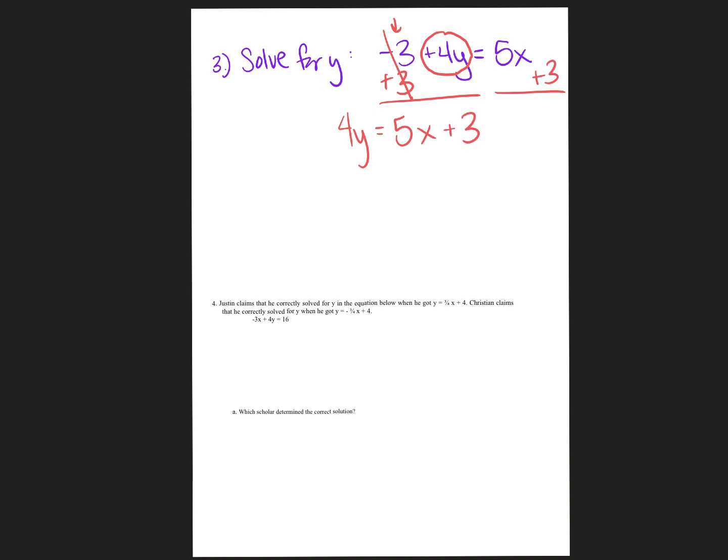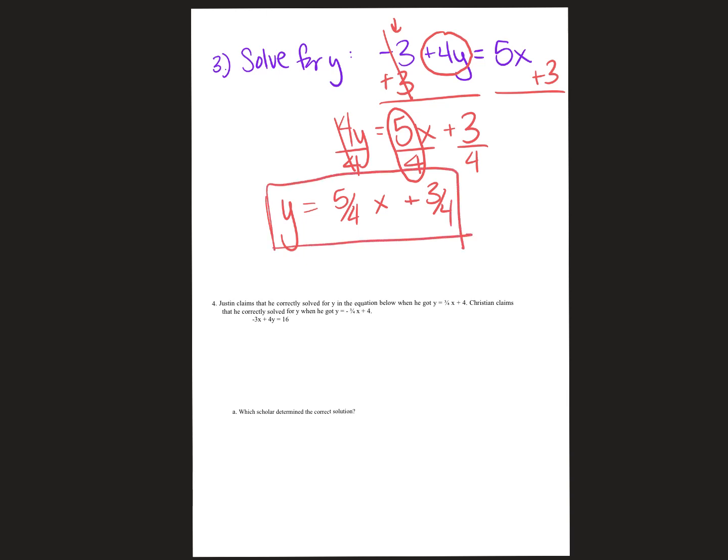Now, I still needed to say y equals, not 4y equals. So how do I get rid of the 4? I divide every single thing in the equation by 4. So this is just y. I'm going to separate my fraction from my x, 5/4 x, and then plus 3/4. We leave all the fractions. We're not making mixed numbers. We're not making decimals. That's it.